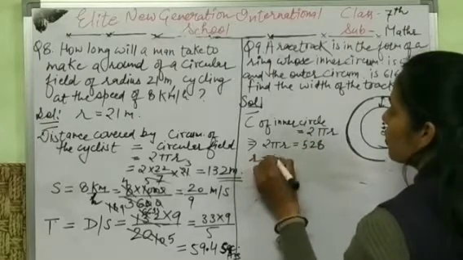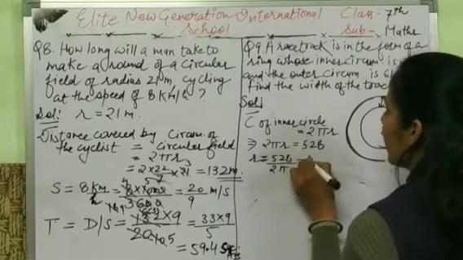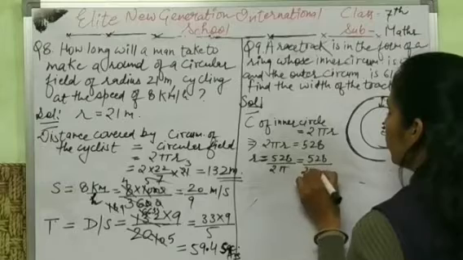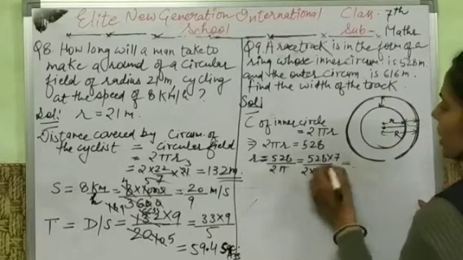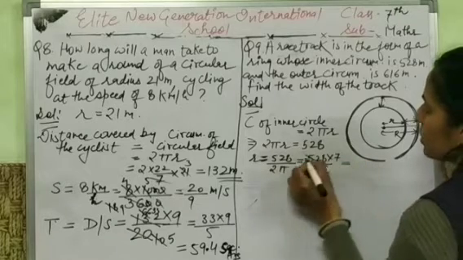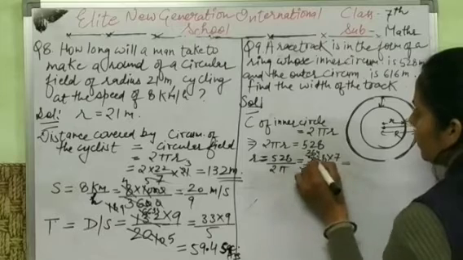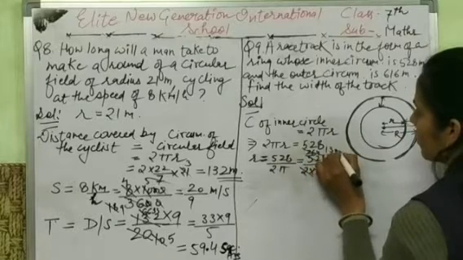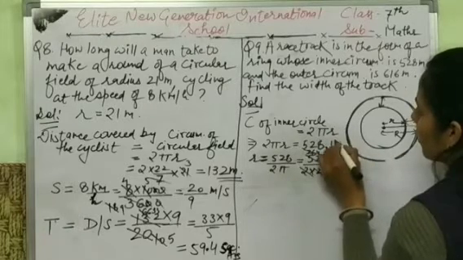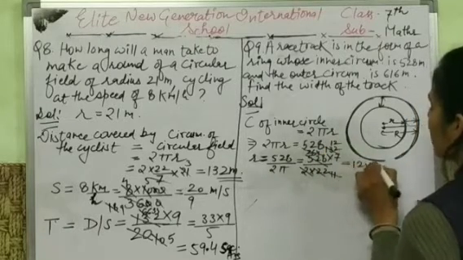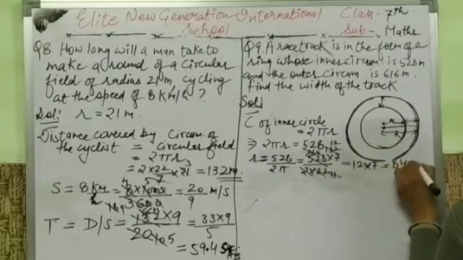So here r is equal to 528 upon 2 pi. It means 528 upon 2 into 22 upon 7. 7 goes into the numerator. Now we can easily solve it. So here we will get 12 into 7, which is equal to 84 meters.